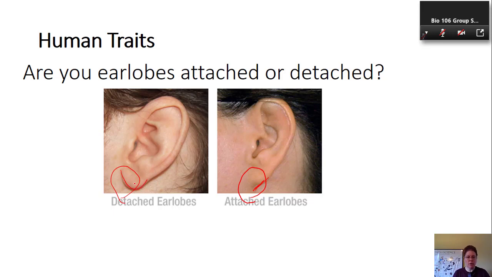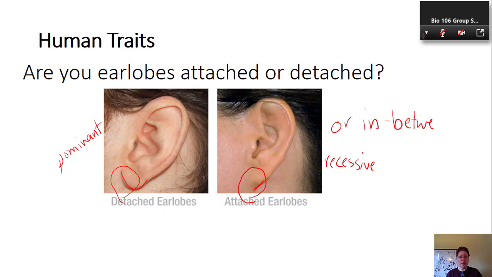If you were to grab this with your fingers, you could wiggle it back and forth. And some of us have a little bit in between. All right, so now the detached earlobes are dominant. And the attached earlobes are recessive. All right, we're just told this. This is the important part. They told us this, we know this part.